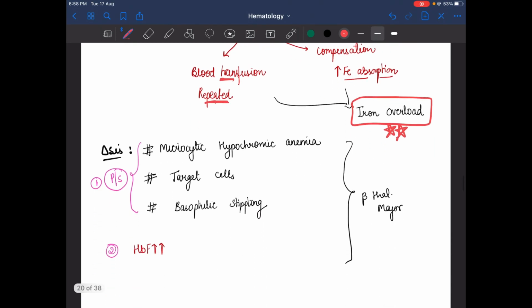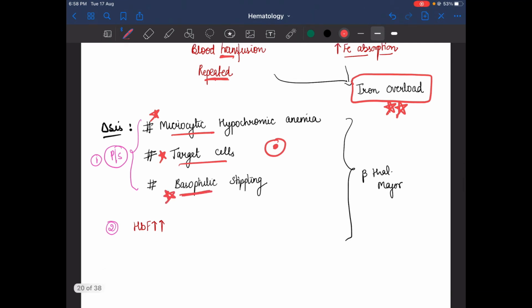Now for the diagnosis, we see microcytic hypochromic anemia and target cells, and on the peripheral smear we find these findings. First is microcytic hypochromic anemia: the size of RBC is smaller than normal, and the color is also paler in the center. Target cells are seen, as they look like a target, and basophilic stippling is also seen in beta thalassemia major.